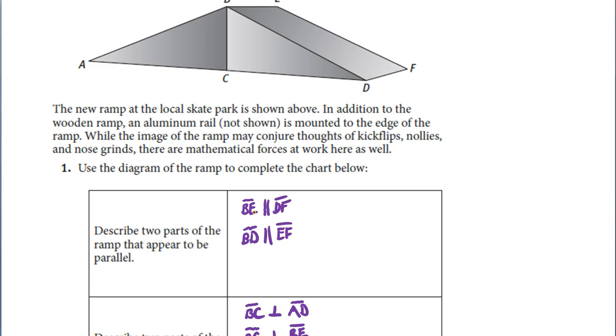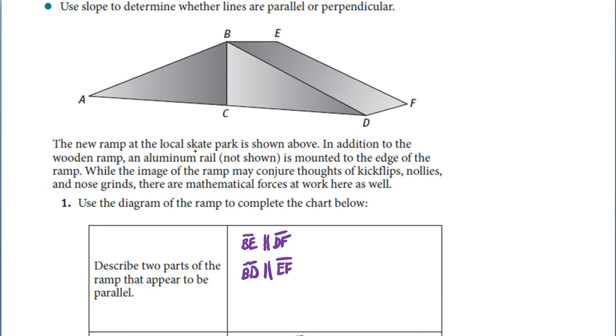First, let's describe two parts of the ramp that appear to be parallel. There could be multiple answers to this, but when I look at this ramp, I think that this top segment, segment BE, is parallel to this segment here, segment DF. Now in this drawing on flat paper, they have 1-point perspective, right, with a vanishing point over there to create the illusion of 3 dimensions. But if we think about this in reality, the top edge of the ramp would be parallel to this bottom edge. Likewise, I think that segment BD is parallel to segment EF.